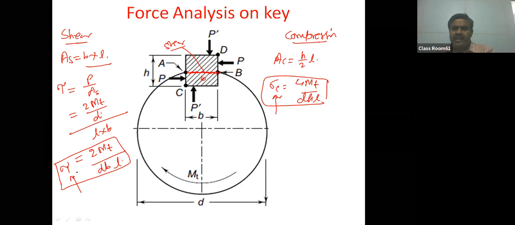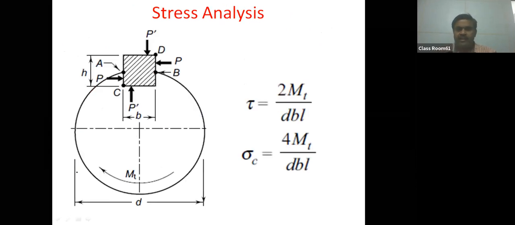So let's take some numerical. We will take one numerical, then we will end the class. So that we have already completed: tau equal to twice M_T by DBL and sigma_C is 4 M_T by DHL. It is not B, it is H. Please take care, it is H. In the compression formula B will not come, H will come, DHL.